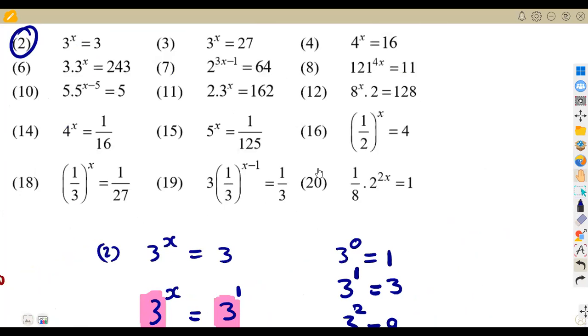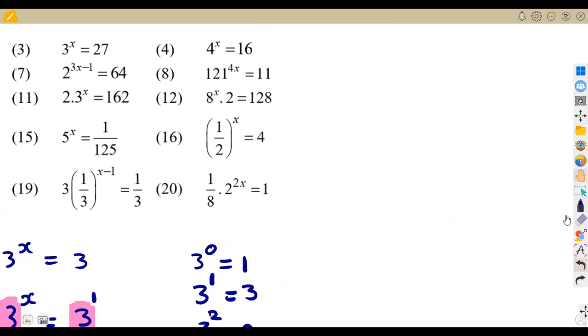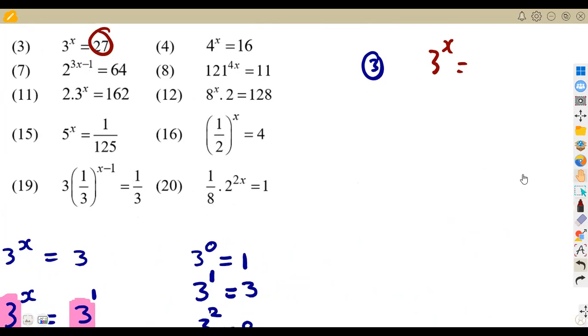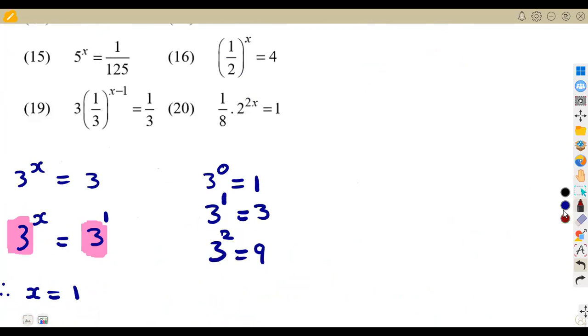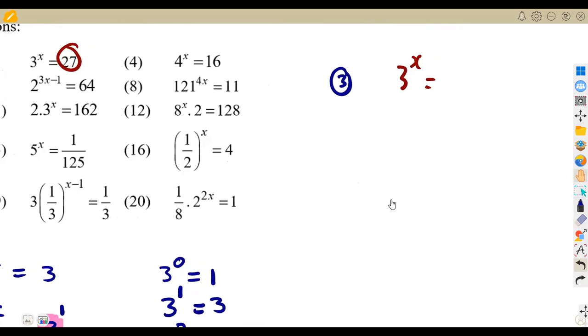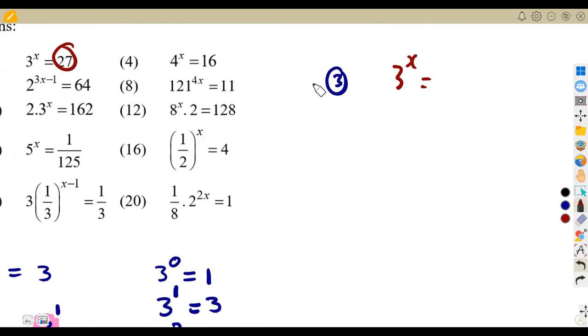Same as number 3. Okay, on number 3, we've got the same condition that we can apply. 3 to the exponent of x is equal to 27. So 27, this number, in base of 3 is the same as 3 to the exponent of 3. All right, 3 to the exponent of 2 is 9. To the exponent of 3 is 27. You can also prove it on your calculator. Okay, so in place of 27, I'm going to write it as 3 to the exponent of 3.